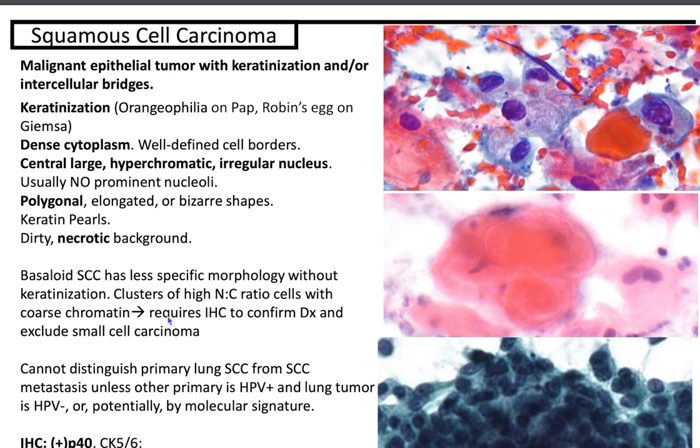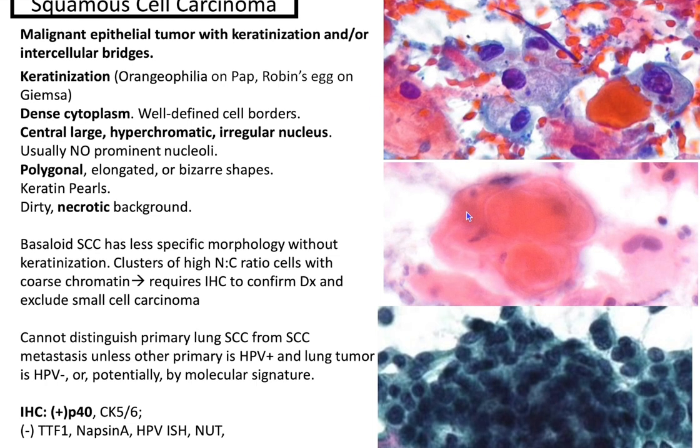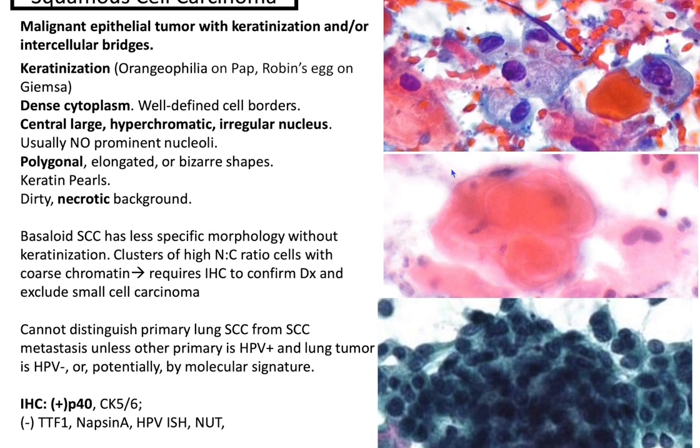Squamous cell carcinoma is a malignant epithelial tumor with keratinization and/or intercellular bridges. You'll have this keratinization, orangeophilia on PAP, and robin's egg blue on Giemsa, or your Diff-Quik. You'll have this dense cytoplasm with well-defined cell borders. They have a central large hyperchromatic irregular nucleus, and usually no prominent nucleoli. It's polygonal, it can be elongated or bizarre shapes, and you can have keratin pearls, and you want to look for that dirty necrotic background, that tumor diathesis.